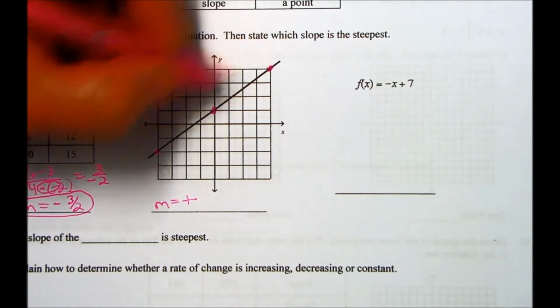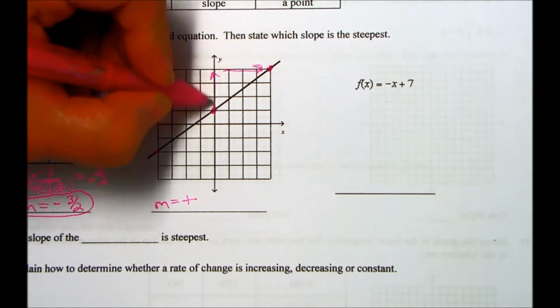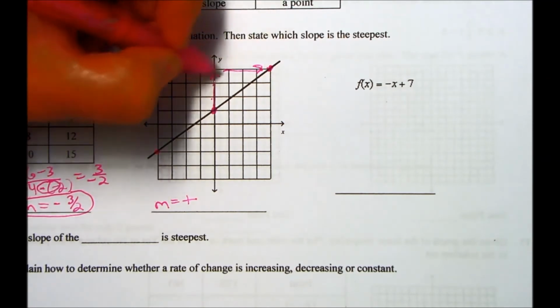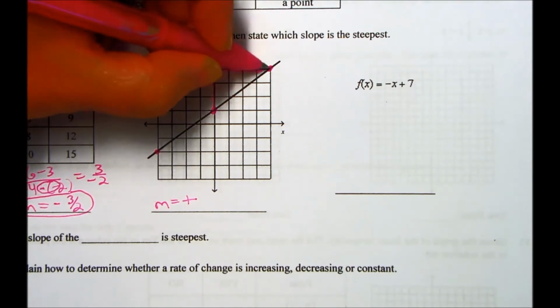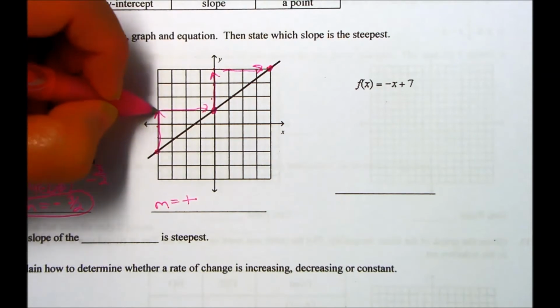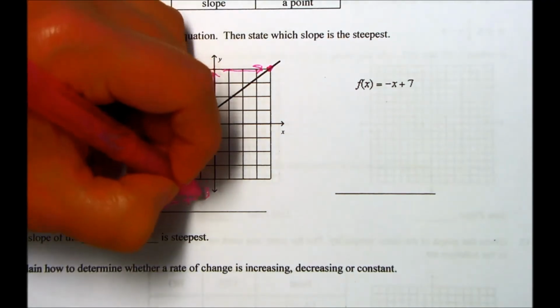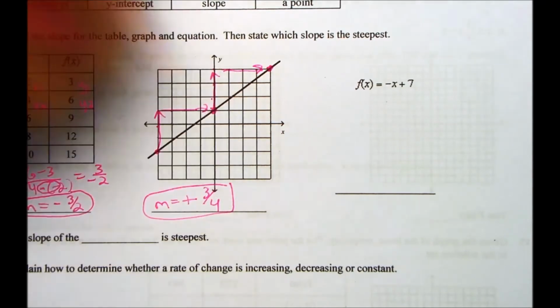From one point to the other, if we count the rise over the run, it's going up 1, 2, 3 and over 1, 2, 3, 4. Is the same thing happening here? Up 1, 2, 3, over 1, 2, 3, 4. So I'm pretty confident that my slope is a positive 3/4.